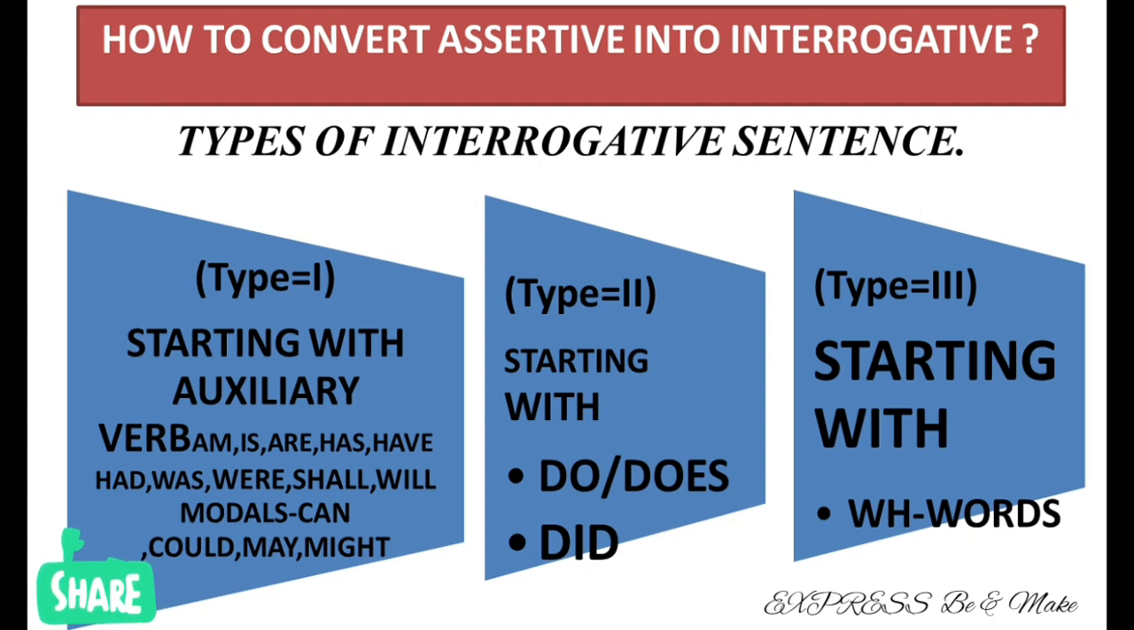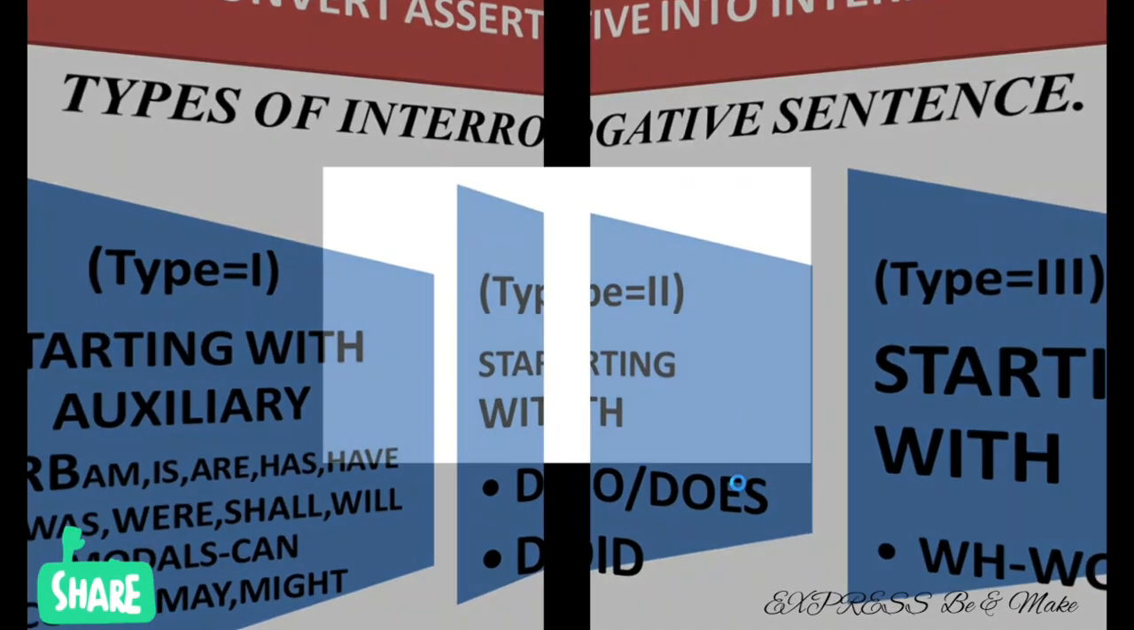For the type 1 examples I have done, and type 2 examples I have done, the starting words. But the type 3 starting words I didn't discuss with you because WH words you know very well, for example why, when, how. Others you know very well. Now the first part that is coming to you, type 1.